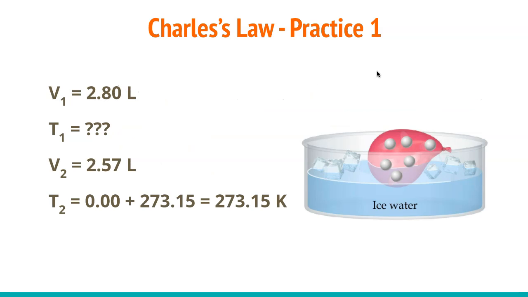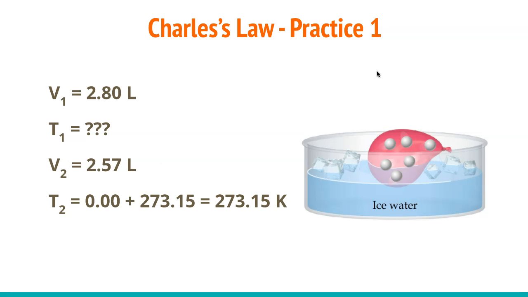Okay, so this is what you hopefully should have come up with. V1, the initial volume, was 2.80 liters. T1, that's what we need to solve for. We need to find that initial temperature reading for the gas before it underwent the change. And then, when it's cooled, V2 turns out to be 2.57 liters, and T2, with its conversion to Kelvin, would be exactly the conversion unit itself because it was 0, so it would be 273.15 Kelvin.